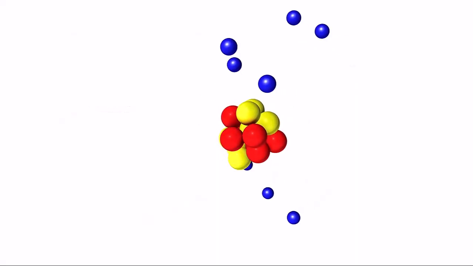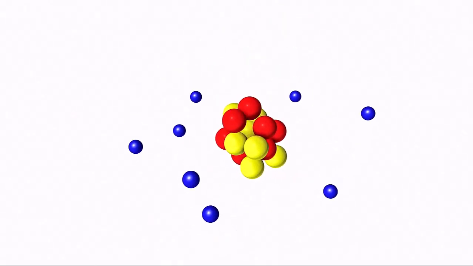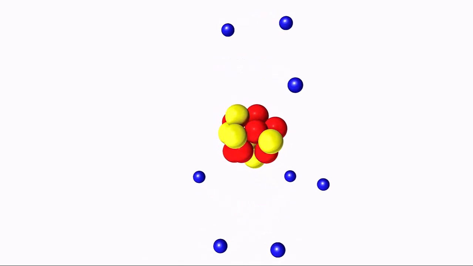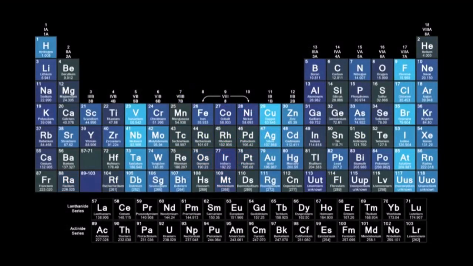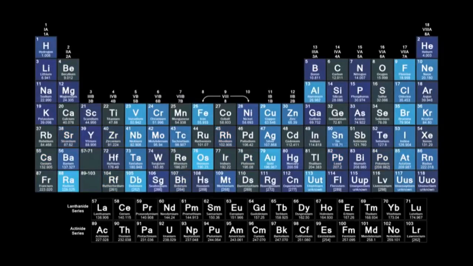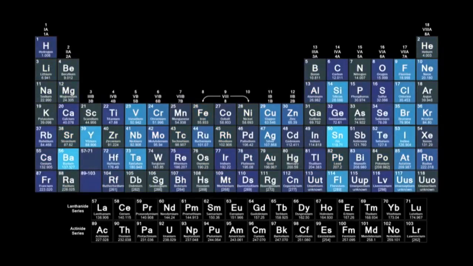The atomic number is the number of protons existing in the nucleus of the atom. The periodic table of elements lists the elements in order of their atomic numbers. Note that these atomic numbers are also the number of electrons.